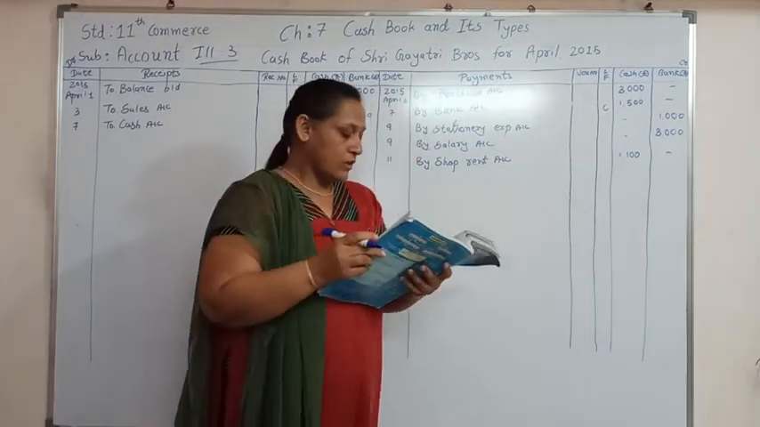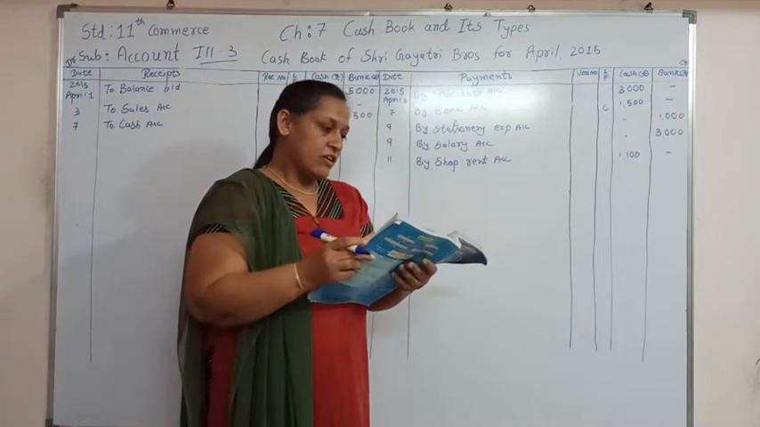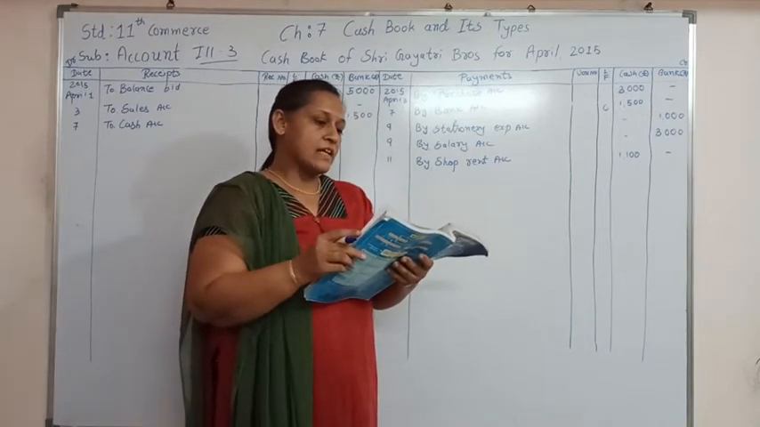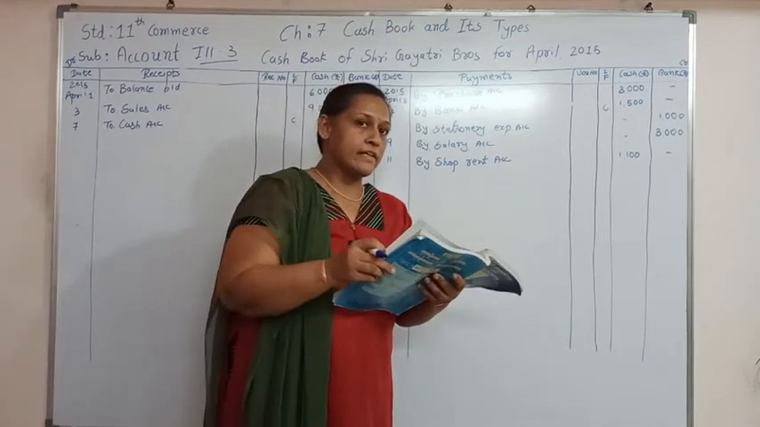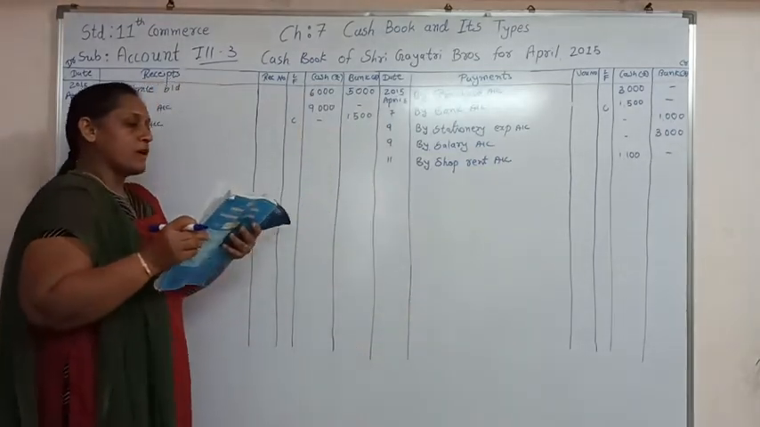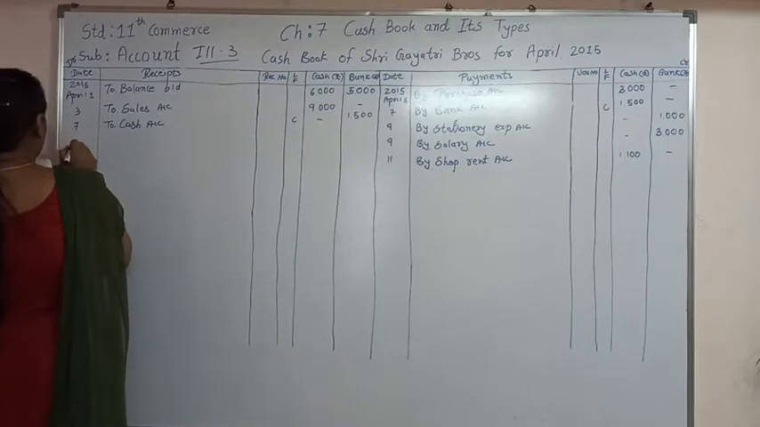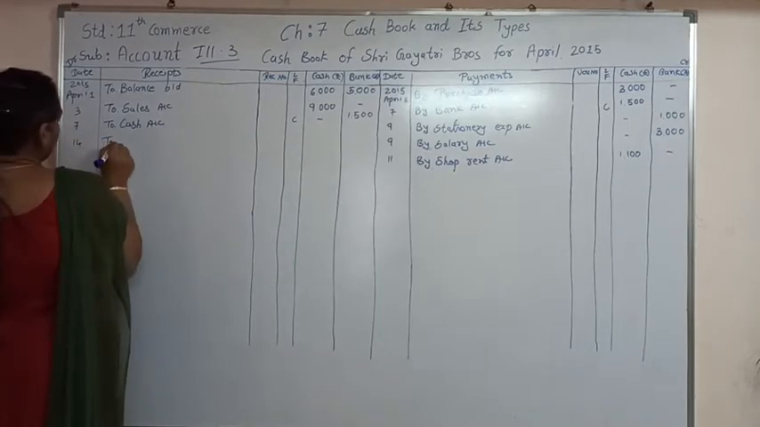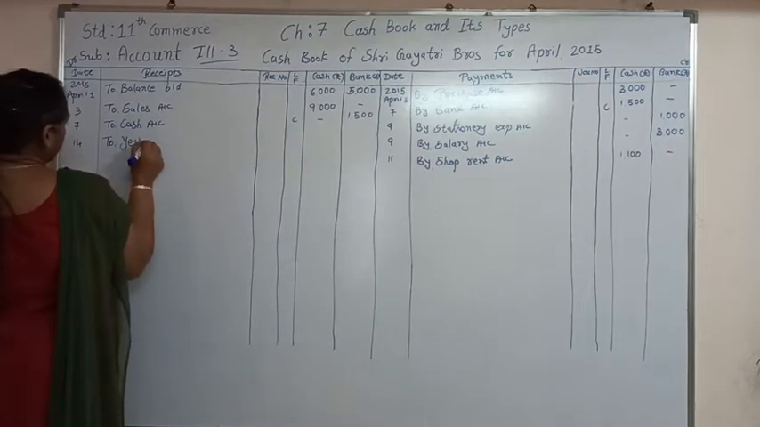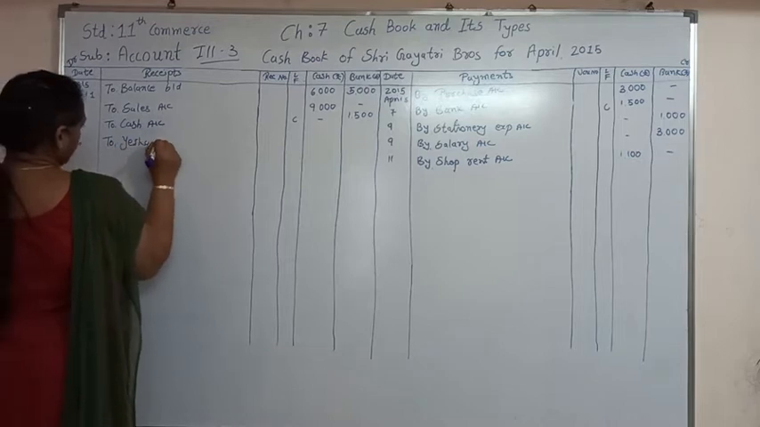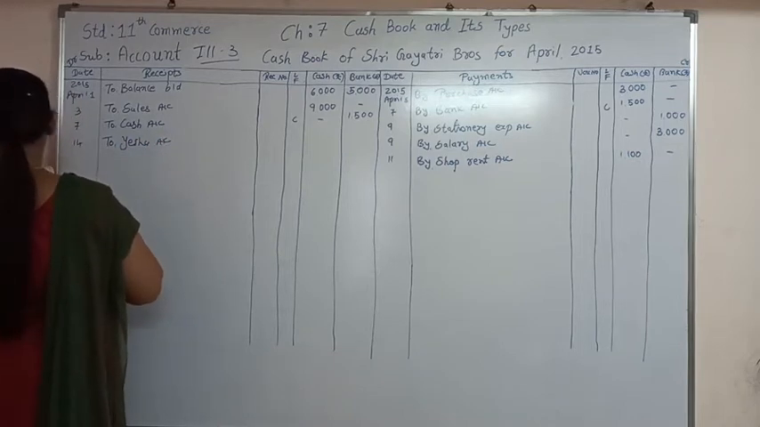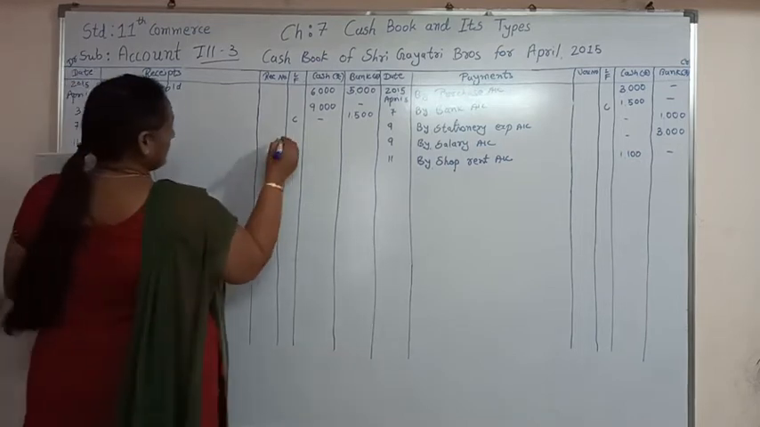Now on 14, cheque of rupees 3,000 received from ASR which is immediately deposited in the bank. So here on 14 we have deposited the cheque. So here we will write to ASR account, and the amount is 3,000.